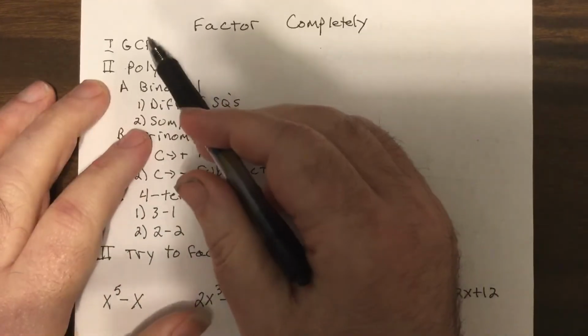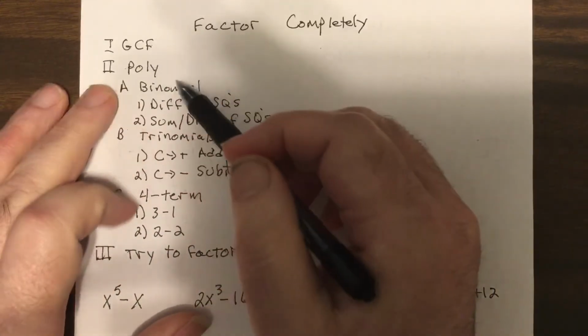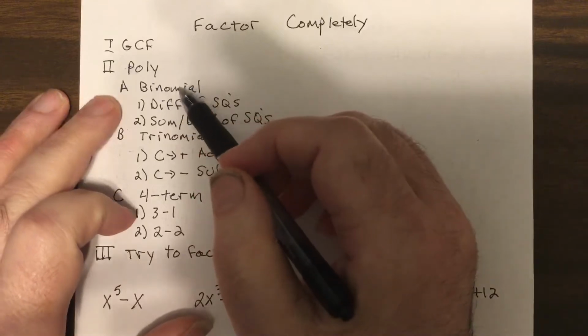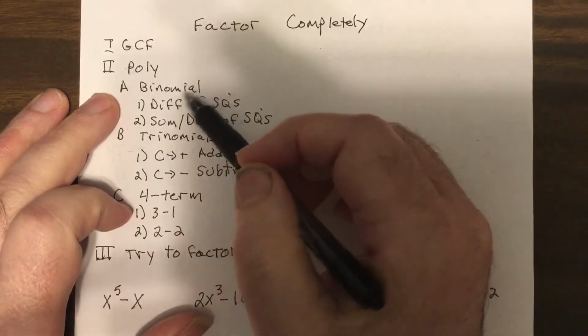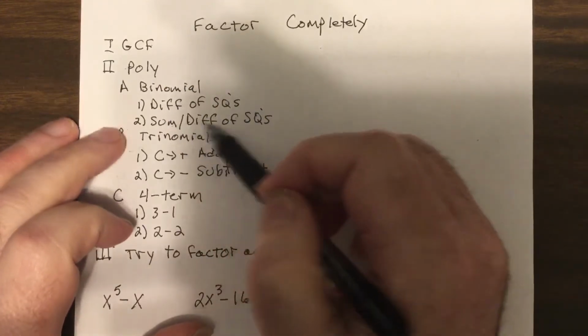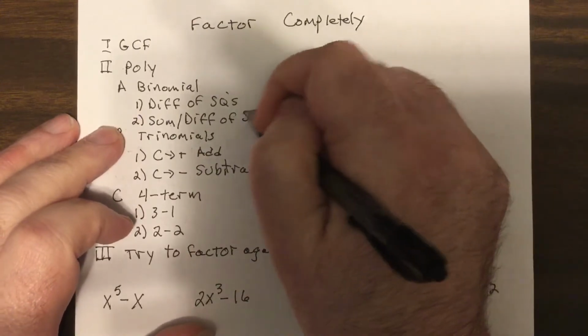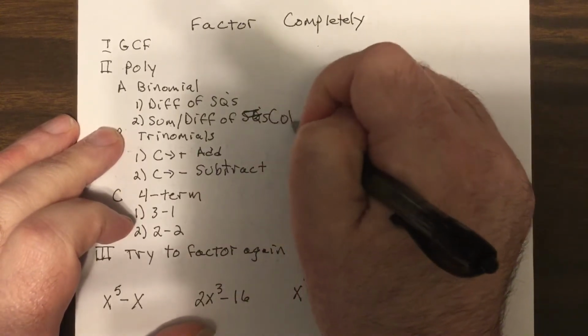So first you look for the GCF factored out. Then you determine what type of polynomial it is. If it's a binomial, it's difference of squares, or sum or difference of cubes. Oh, I put squares. Had it on my brain.